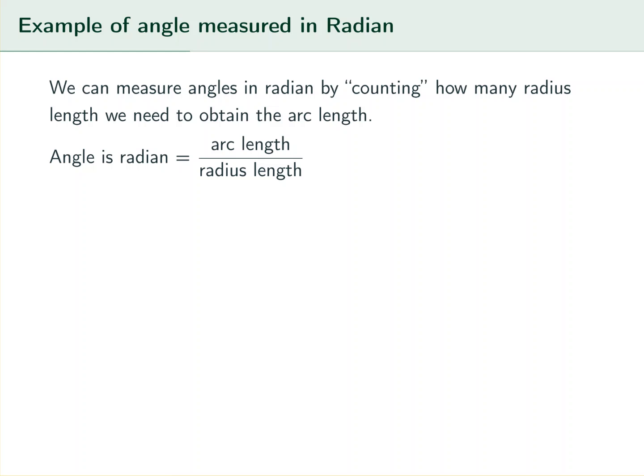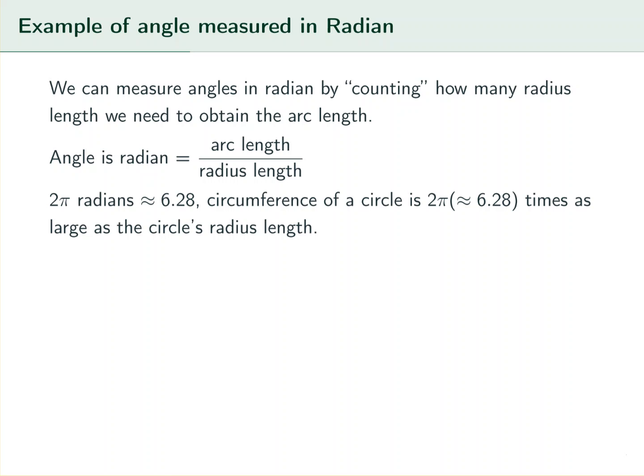So generally, we write angle in radians equals arc length divided by the radius length. When we're dividing by something, that means we want to see how much radius goes into arc length. How many times can the radius length go into the arc length? So for example, 2 pi radians is about 6.28, an unending decimal. The circumference of a circle is 2 pi times the radius, so the circumference is 2 pi times as large as the circle's radius length. That ratio is always true for any circle.